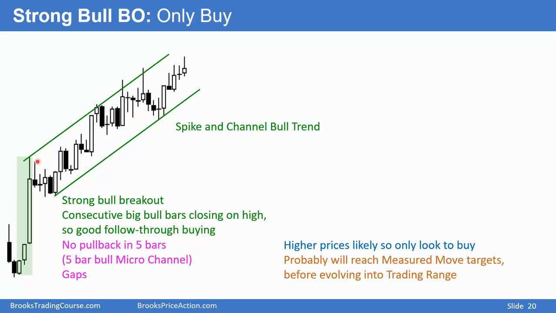Spike and channel bull trend. Bull breakout, so a spike up, a pullback, and then the channel. A lot of little reversals along the way, so it's a channel. And usually a spike and channel bull trend has a bear breakout, and then it evolves into a trading range.